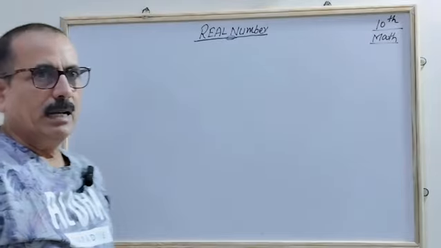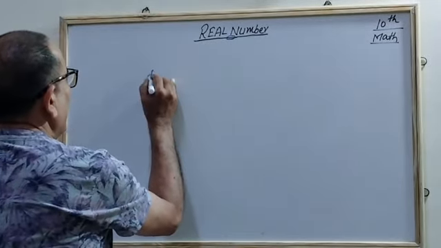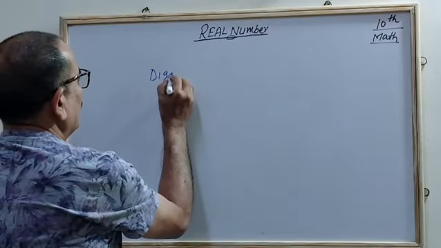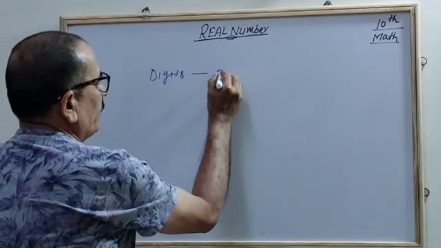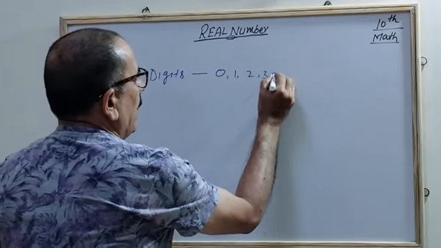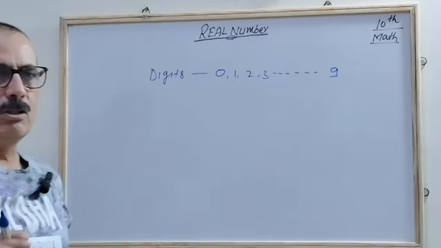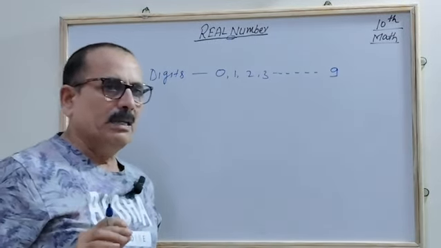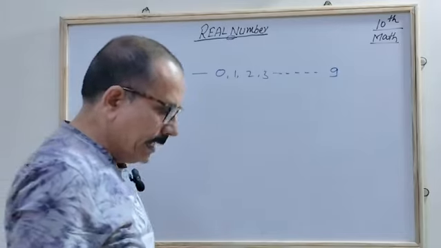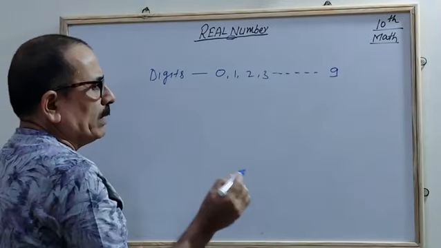Today we are going to start the real numbers for class 10th. When we start numbers, you must be aware that a number is made of different types of digits. Digits start from 0, 1, 2, 3 and go up to 9. So in total there are 10 digits by which many numbers can be made. Next, we should know how many types of numbers there are.